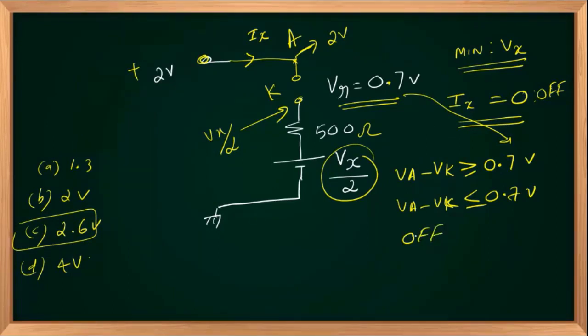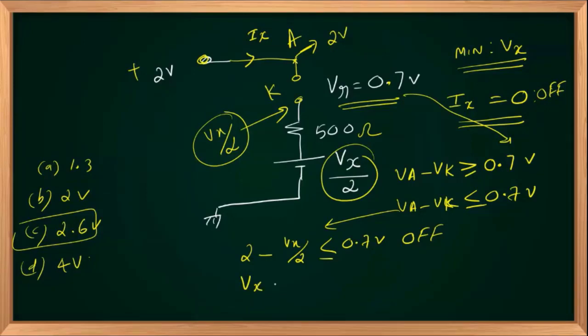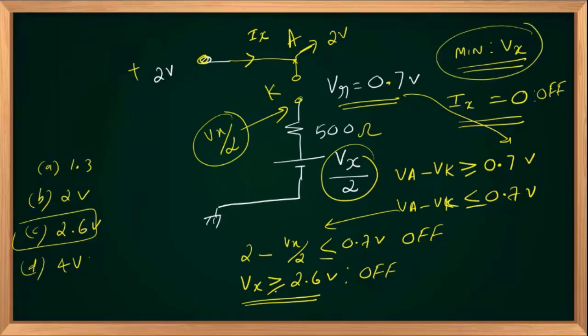Clear? V anode is nothing but 2 volts minus V cathode, which is Vx upon 2. If that is less than or equal to 0.7 volts, that implies if Vx is greater than or equal to 2.6 volts, your current will be 0 or the diode will be in off state. You are asked to identify the minimum value of Vx, so greater or equal. The minimum value of Vx corresponds to the equality condition, 2.6 volts. So the right option is 2.6 volts.